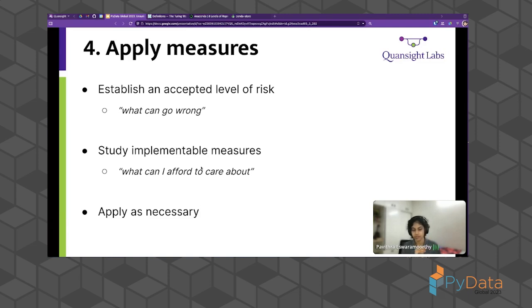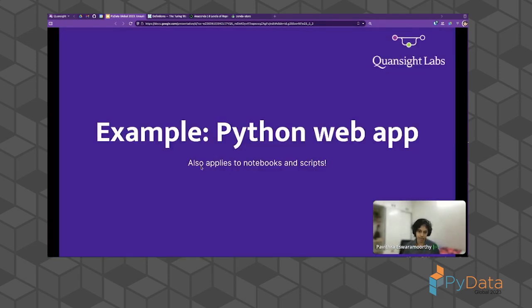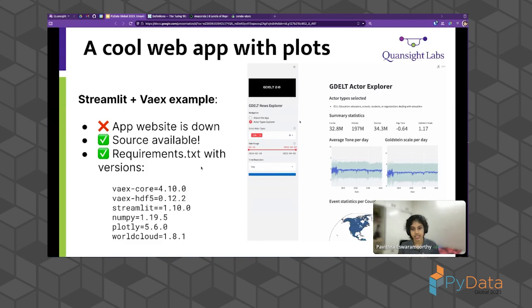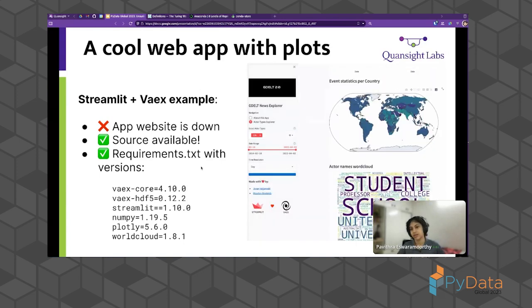So with these 4, this is the framework that we follow. Now let's look at a concrete example of Python in web. That's also really cool, so that's kind of why we chose this example. But this same framework applies across the board for notebooks and scripts and such. This is just a basic example. I'll walk you through what we did, right?